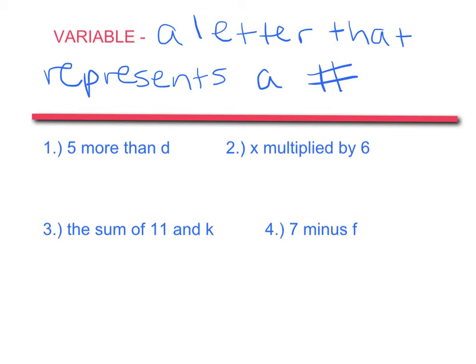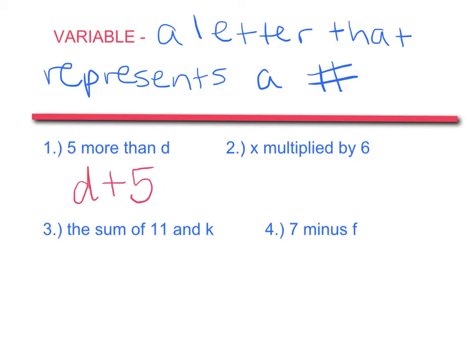Okay, so let's look at number 1. It says 5 more than D. We want to write that using math. Okay, so we have 5 more than D. D is a variable, and it represents the numbers. So we start with our D. Okay, and I'll switch colors so it'll make it a little bit easier to see. Now if I wanted 5 more than that, well, I would add 5. So D plus 5 would represent 5 more than D.